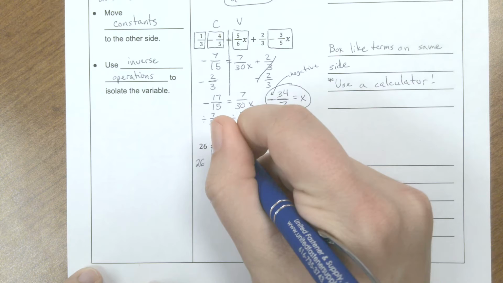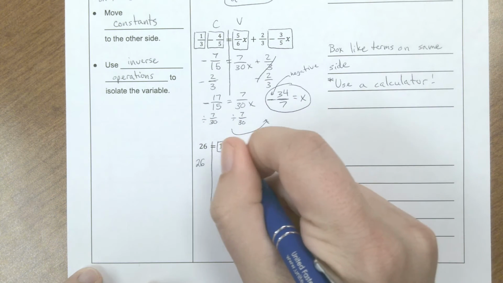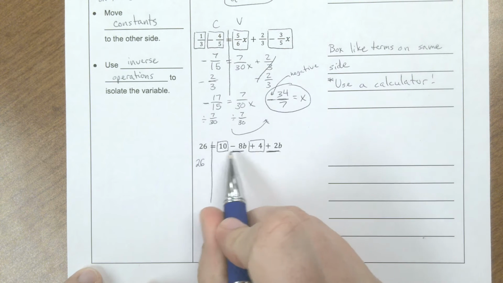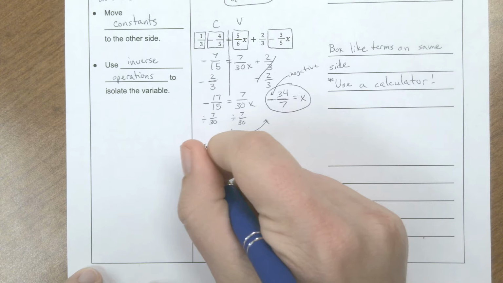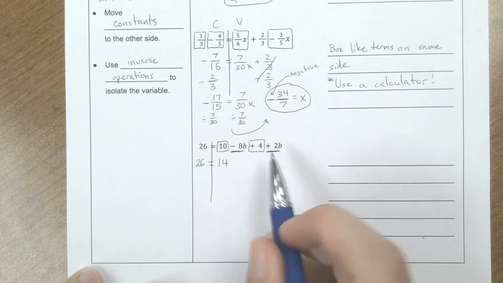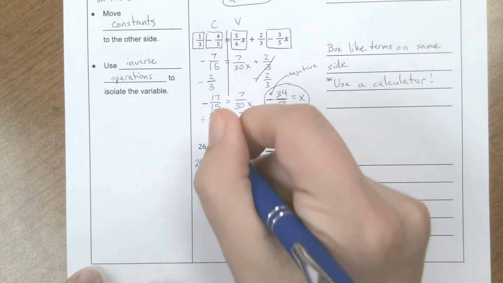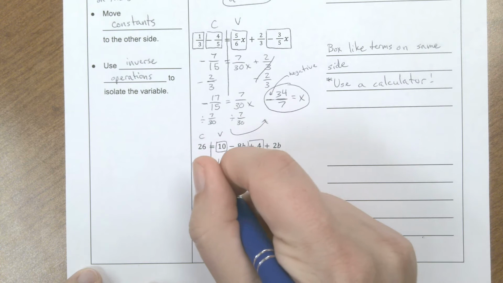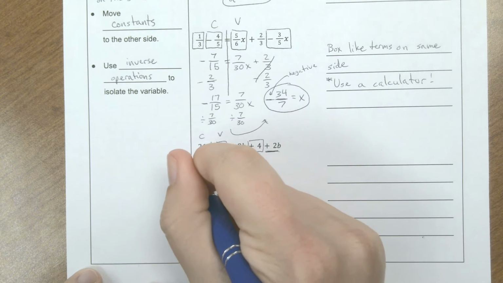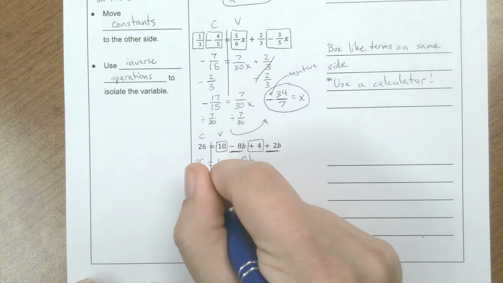So my like terms I see are going to be these constants here and also these variable terms. When I take 10 plus 4, I get 14. When I take negative 8b plus 2b, I get minus 6b. This is my variable term. This is my constant term. So I will subtract 14 here and here. 26 minus 14 is 12.